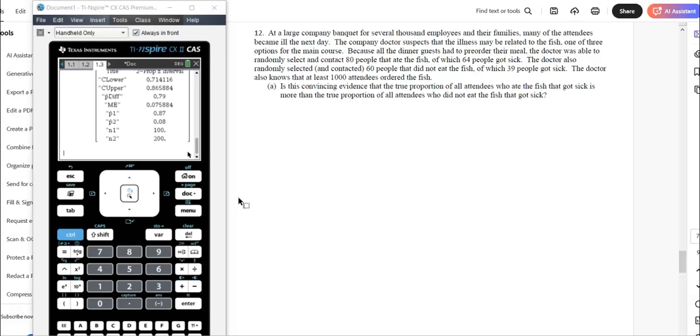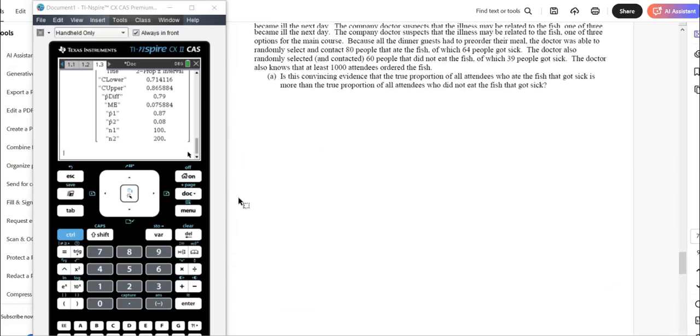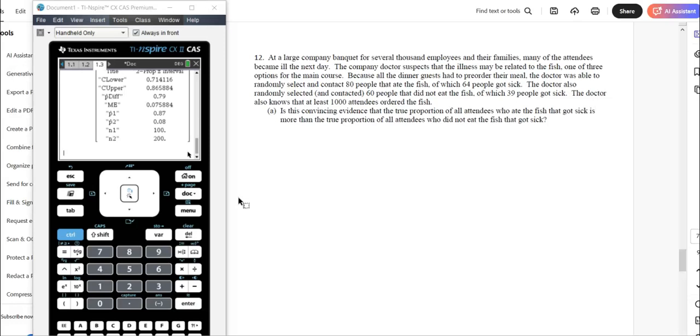So one more long problem here. Oh, I guess two more, but this one's the last. This one's a test, I believe. This would be a little rough. They had a company picnic and a bunch of people got sick. Company doctor suspects the illnesses may be related to the fish, one of the options for the main course. Because the dinner guests had to pre-order their meal, the doctor was able to randomly select and contact 80 people that ate the fish, of which 64 got sick. Ouch. Also contacted 60 people that did not eat the fish, and 39 people got sick. Oh, maybe it wasn't the fish.